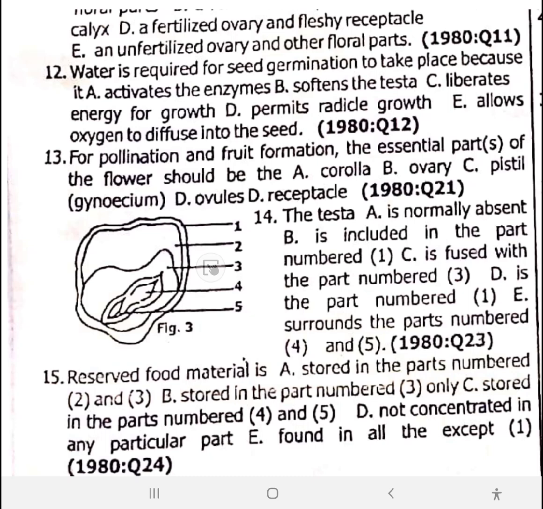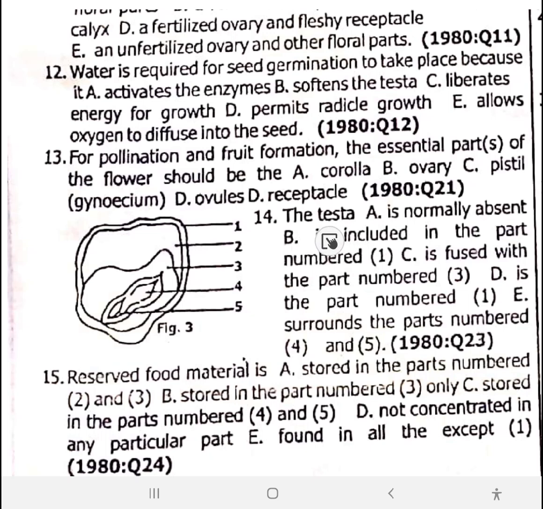So if we go back to our question 13, the pollination and fruit formation, the essential parts. Please note, I want you to write down on top of that, calyx and corolla are non-essential parts of a flower, while androecium and gynoecium are essential, very essential parts of a flower. So number 13 is option C.